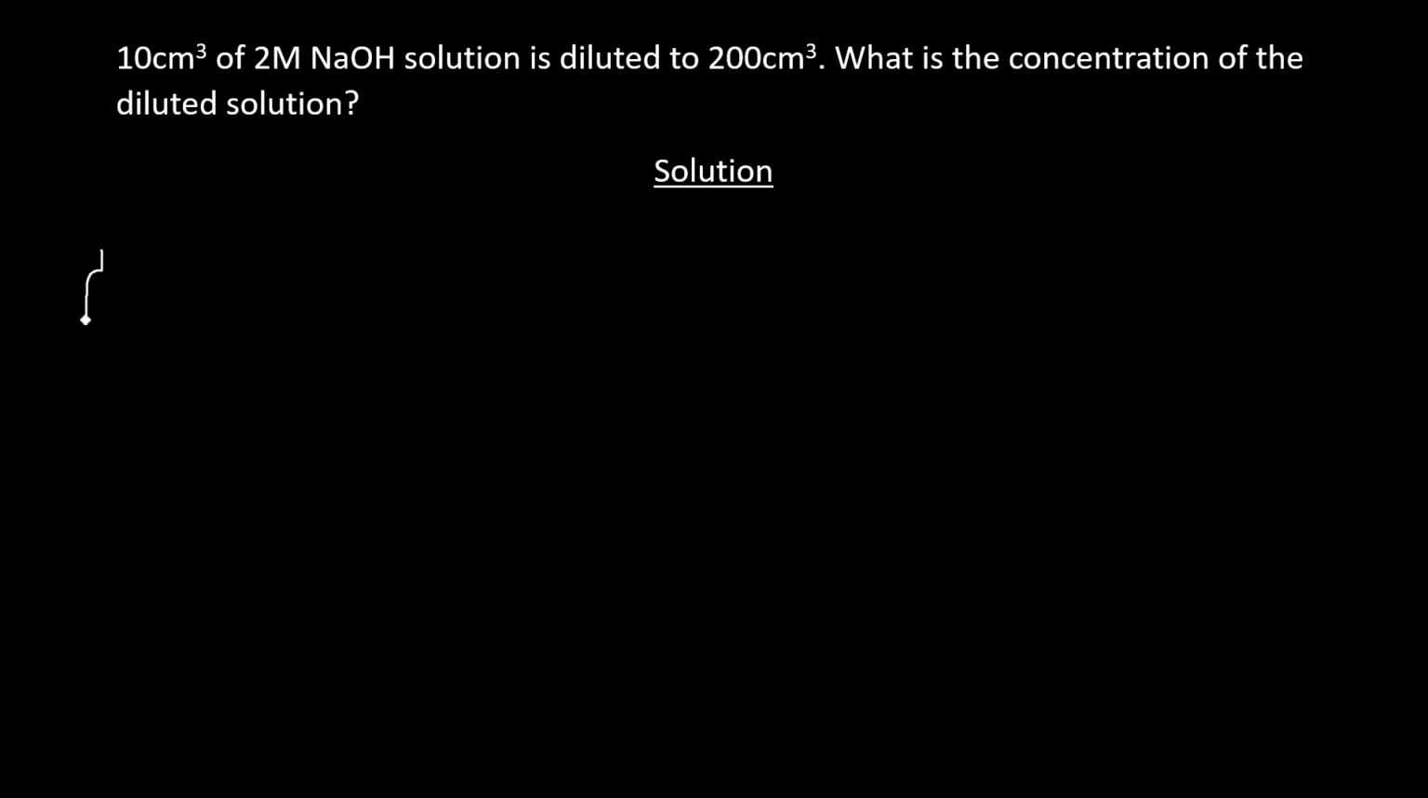So let's assume this is our bottle, and in this bottle there is a 2 molar sodium hydroxide solution, and the volume is 10 cm cube. So there's a 10 cm cube of 2 molar sodium hydroxide solution in this. Then what has happened is that this solution has been diluted.